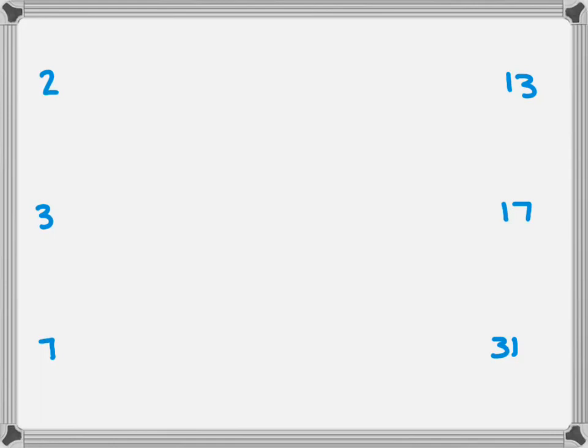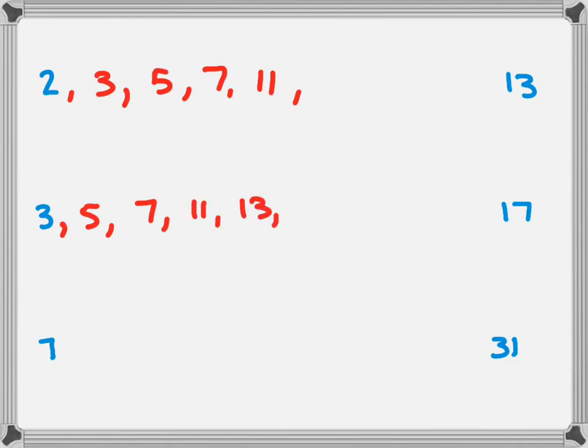Right, so I'm assuming you're back. So between 2 and 13, 2's a prime, then 3, then 5, then 7, then 11, and then 13. Okay. Between 3 and 17, it's 3, 5, 7, 11, 13, and then 17. And then between 7 and 31, it would be 7, it would be 11, 13, 17, 19, 23, and 29.